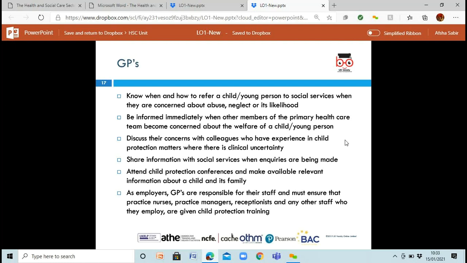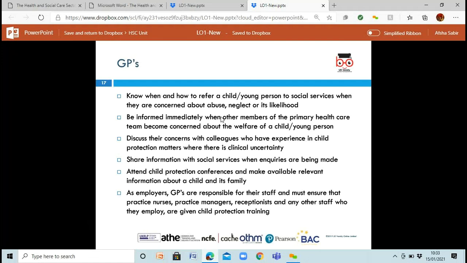Like I said, different agencies working together is extremely important, especially because when we hear about cases like Baby P and Victoria Climbié, it's fantastic that we've got the services working together. They'll attend child protection conferences and they'll also only make available relevant information about a child and its family. So they're not going to give out irrelevant information about anything.